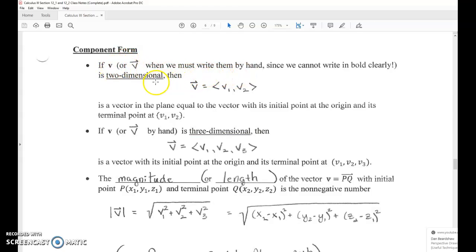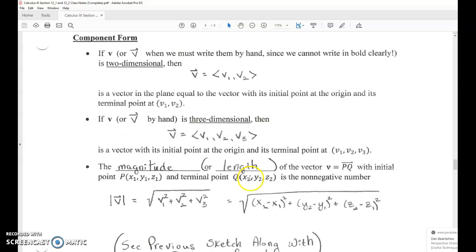Okay. Now, if it's two-dimensional, then of course it would only have two components. This would be a vector that lies just in the xy plane, say. That's a vector in the plane equal to the vector with its initial point at the origin, its terminal point at the point v1, v2. Remember, the triangular braces mean we're talking about the vector. If the vector is three-dimensional, then it should have three components, v1, v2, v3.